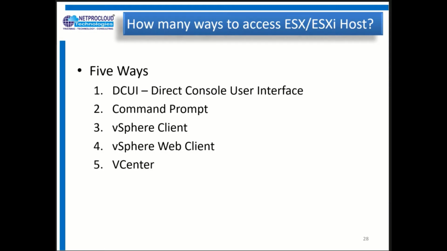Now there are 5 ways to access the ESXi host. These 5 ways are: first, DCUI, the Direct Console User Interface. Second is the command prompt. Third is the vSphere client. Fourth is the vSphere web client. And number 5 is your vCenter.